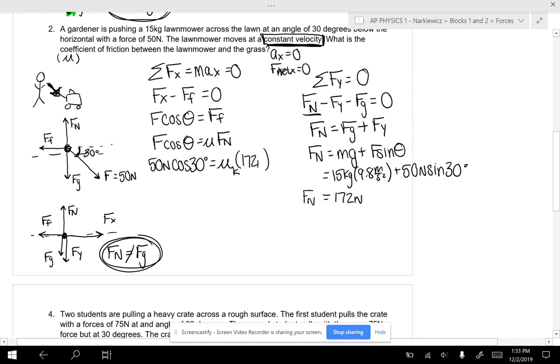You can substitute that in for the normal force in the x direction equation. So we do 50 times the cosine of 30, which gives me 43, and then I can divide that by 172, which gives me a coefficient of friction of 0.25. And remember, that is a unitless number. Okay. For future reference, the only way to change that coefficient is if we change the surface. Okay. It doesn't matter if we change the mass of the lawnmower or how hard the person is pushing. That mu is always going to be 0.25.